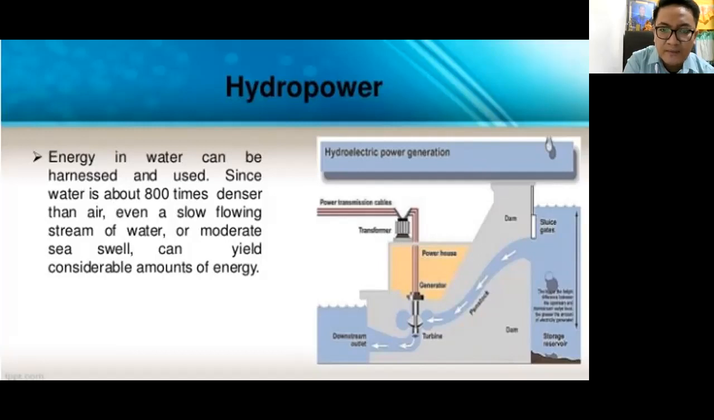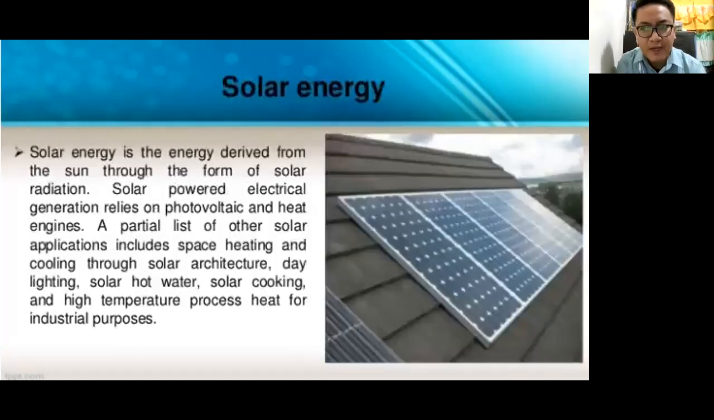So yun po. Next po natin, ito po, very common na po ito, the solar energy. Derived from the sun through the form of solar radiation. The solar-powered electrical generation relies on photovoltaic and heat engines. Other solar applications include space heating and cooling through solar architecture, daylighting, solar hot water, solar cooking, and high temperature process heat for industrial purposes.